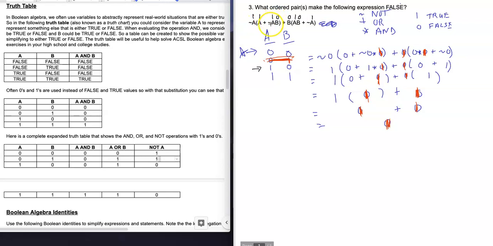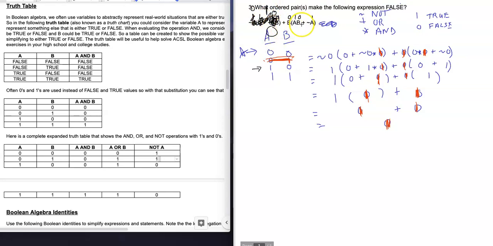1, the opposite of 1 here is a 0. 0 times that 0 simplifies to 0. 1 plus 0 is 1. And the opposite of 1 is a 0. And that 0 times that 1 is 0. So this whole left side of the plus is 0.